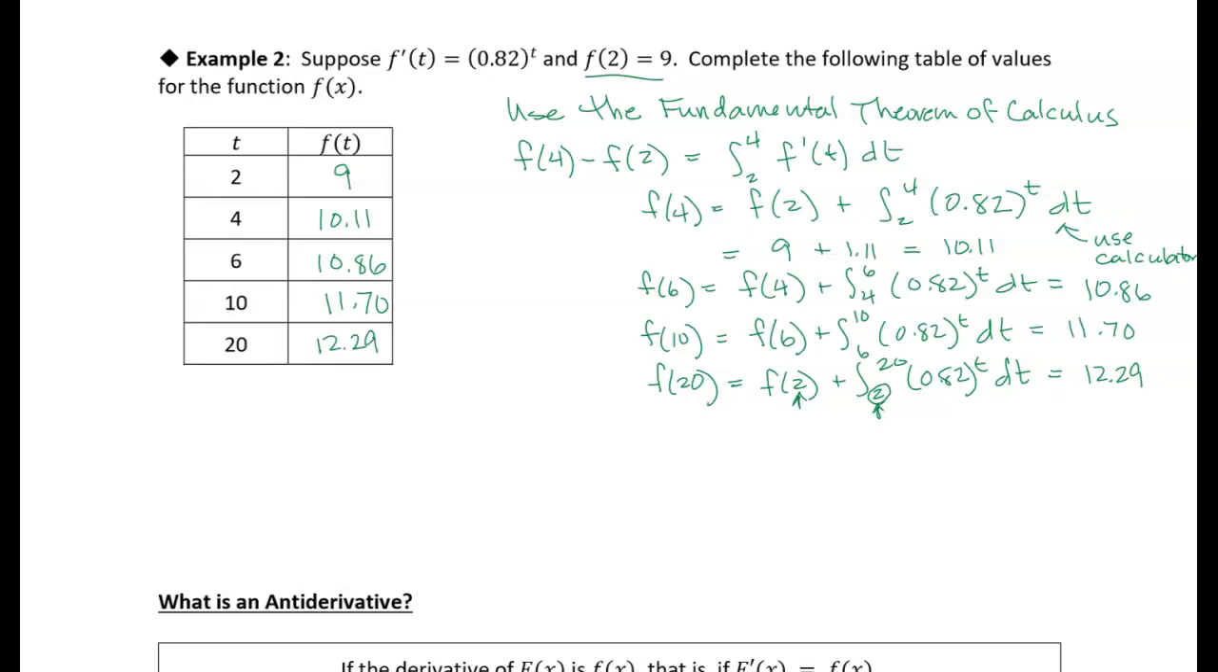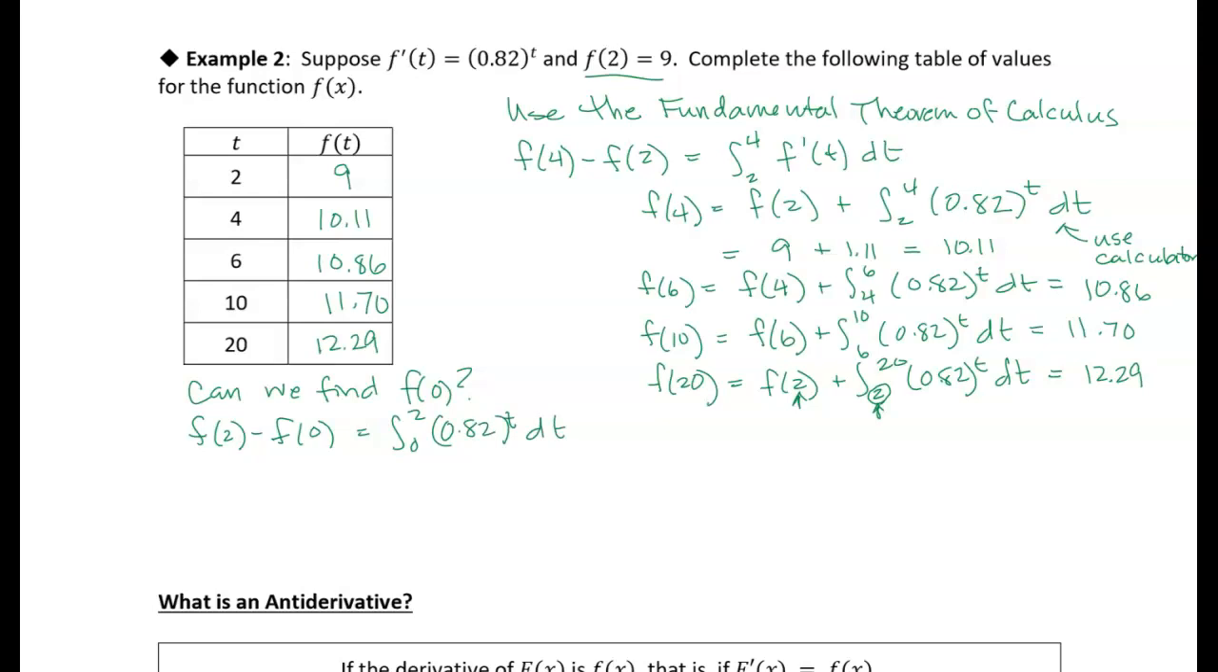Now, one little side question is, can we find f of 0? Can we find f of 0? So we know, from the fundamental theorem of calculus, that f of 2 minus f of 0 would be the integral from 0 to 2 of 0.82 to the t power dt, right?